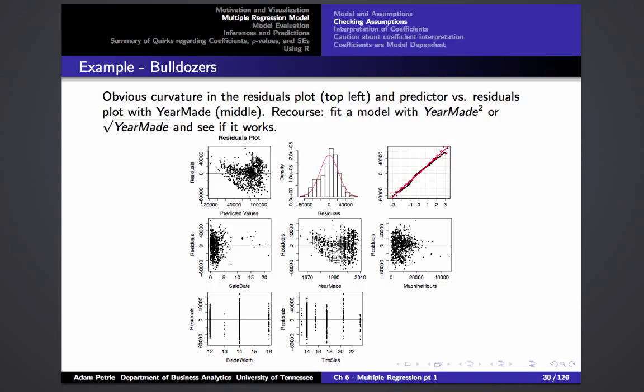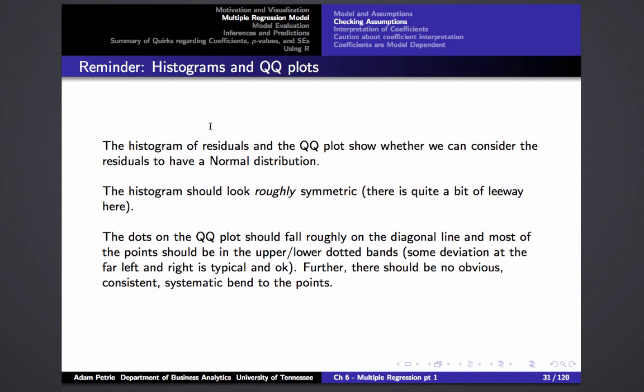So, okay, my assumption is violated. I can't use the model as is because there looks to be a nonlinear relationship between the sale price and the year made, so I need to go back and modify the model. Instead of predicting sale price from year made, I might want to predict it from year made squared, or the square root of year made, to see if that works. Okay, so predictor versus residual plots are a very useful tool.